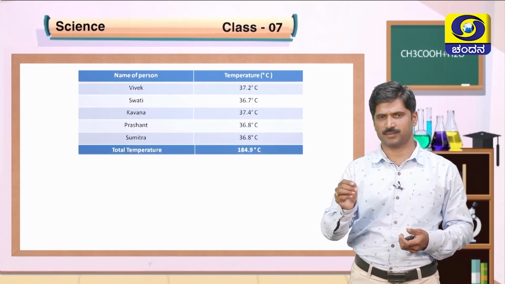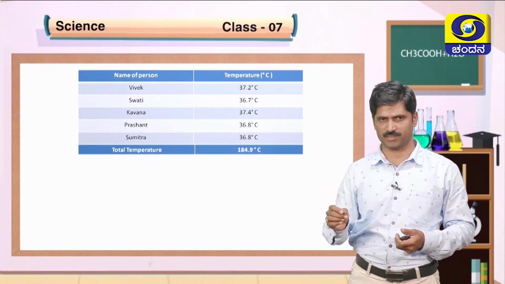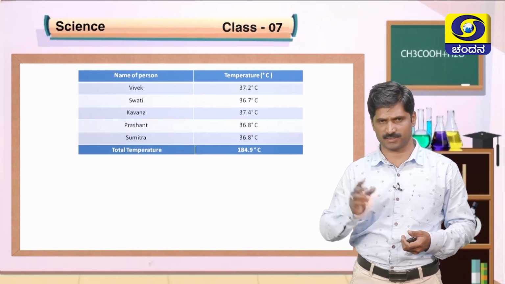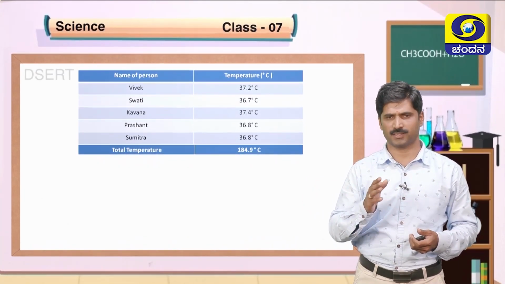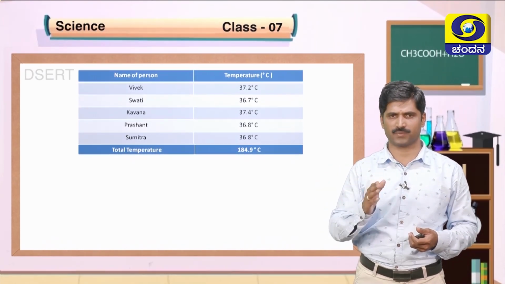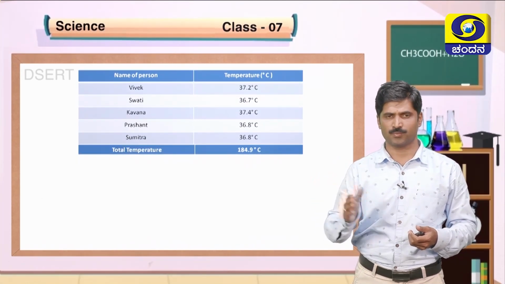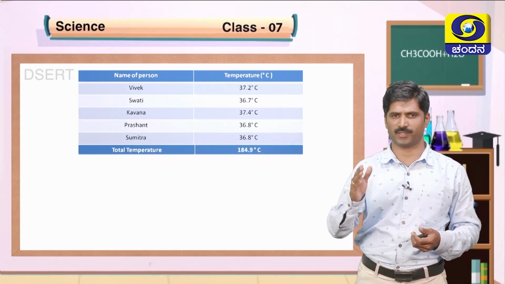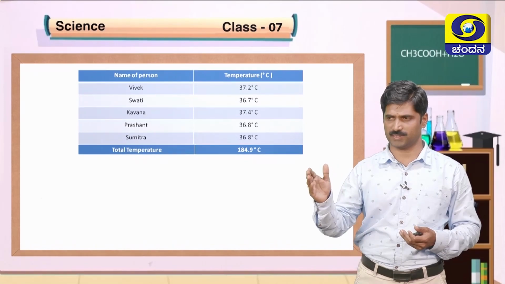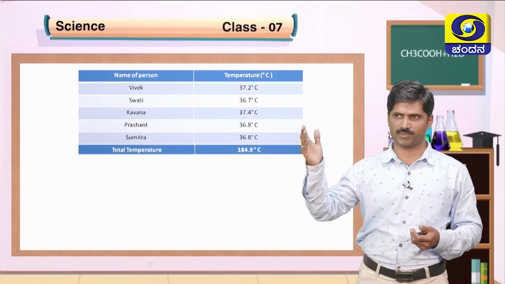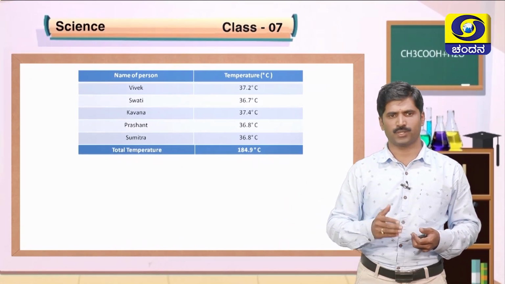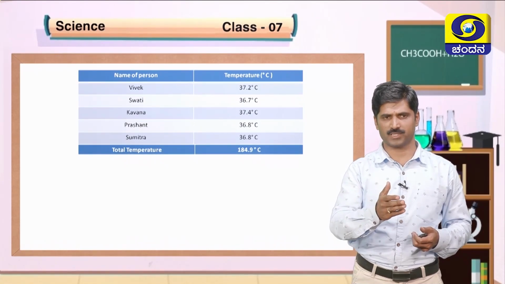So, I measured the temperature of some of my students. Vivek had 37.2 degrees Celsius, Swati had 36.7 degrees Celsius, Kavana had 37.4 degrees Celsius, Prashant had 36.8 degrees Celsius and Sumitra had 36.8 degrees Celsius. You can see none of them has 37 degrees Celsius. So, now I am going to calculate the average body temperature.